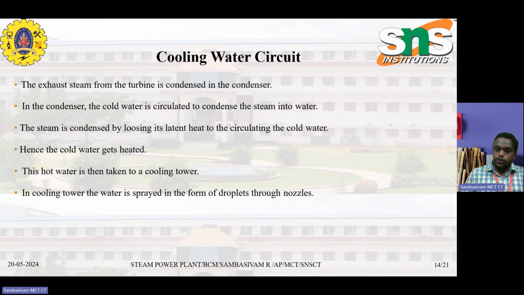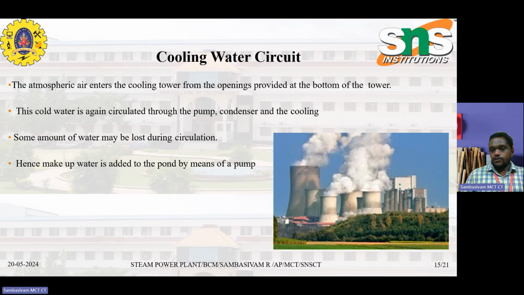The hot water is then taken to the cooling tower. In the cooling tower, the water is sprayed in the form of droplets through nozzles, and atmospheric air enters the cooling tower through the openings provided at the bottom of the tower. Then the cold water is again circulated through the pump, condenser, and cooling system. Some amount of water may be lost during circulation, hence makeup water is supplied.